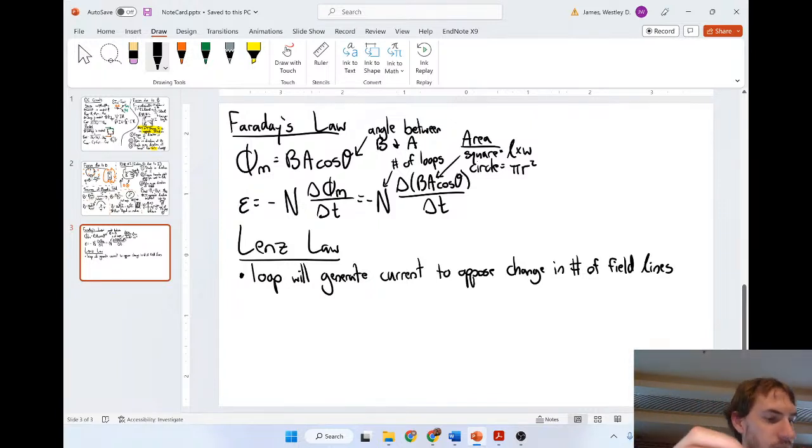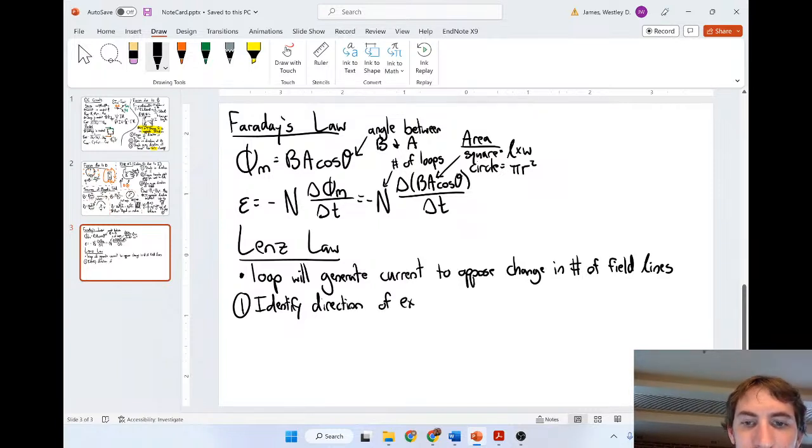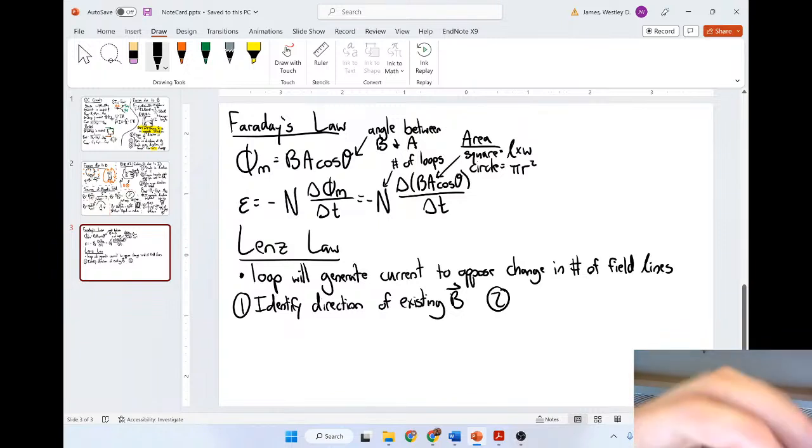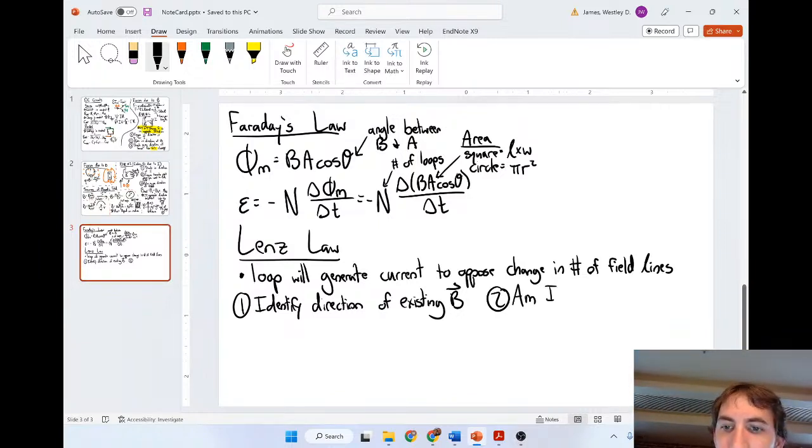So, how do you do this? First step, identify direction of existing B, of existing magnetic fields. Identify direction of existing B. Step 2, am I getting more or less of those lines?